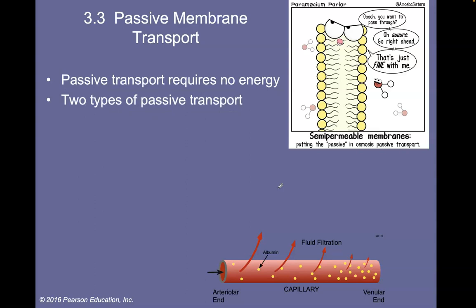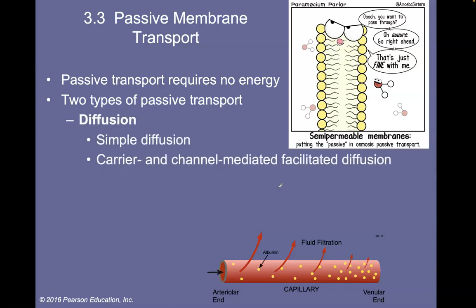Again, we're going to talk about passive membrane transport first. This requires no energy, and there are two types of passive transport. There's what we call diffusion, and we can have either simple diffusion or sometimes we need some proteins to help that diffusion process. So we have carrier and channel mediated facilitated diffusion. I'll talk about this in just a minute because I know you're probably like, no, not this again, but this will actually be really helpful for you, especially in 202 if you review this now. And then, of course, we have osmosis too.